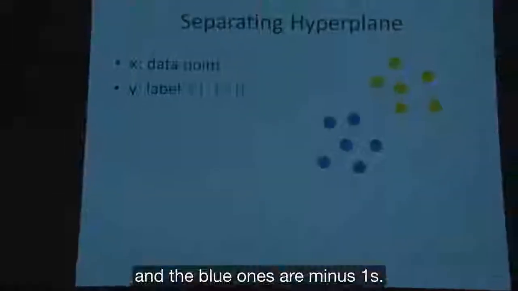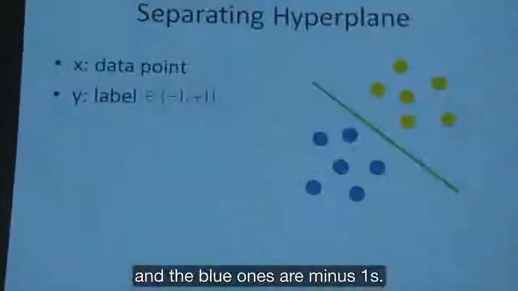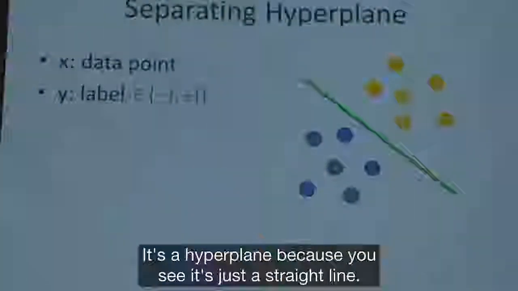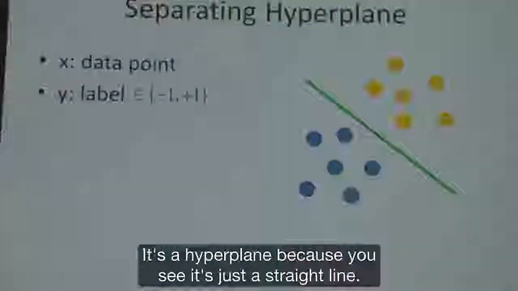So we have our data points, blue ones and orange, yellow ones. And we have the labels. Let's say the yellow ones are +1s and the blue ones are -1s. So now this is the separating hyperplane. Hyperplane, because you see it's just a straight line.